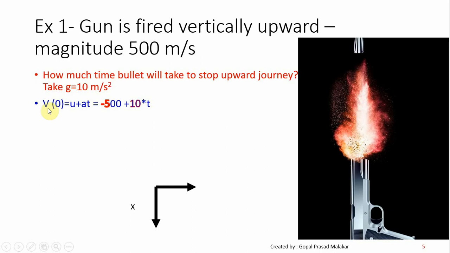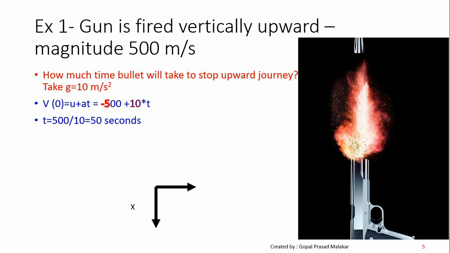So apply the concept v equal to u plus at. V is 0, because when it stops its upward journey, v is 0. The initial velocity is in this direction, 500, and the gravitational pull is in the opposite direction, so minus 500 plus 10 into t. Obviously this equation tells you t equal to 50 seconds. So the bullet will keep going upwards for 50 seconds. Every moment its speed is reducing, but in 50 seconds its speed will become completely 0.